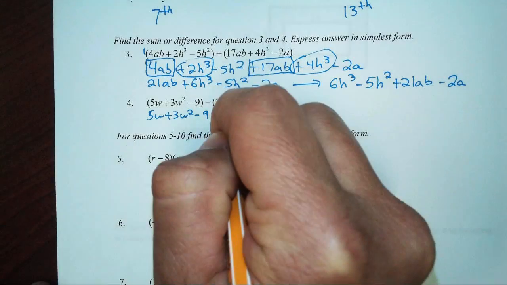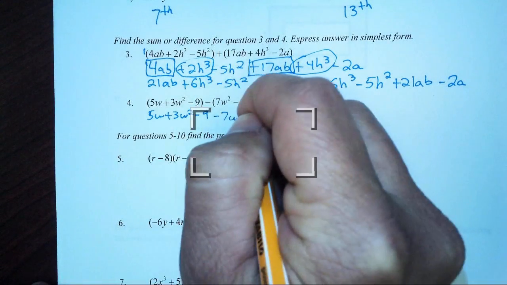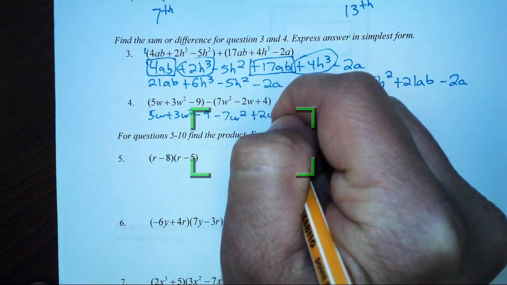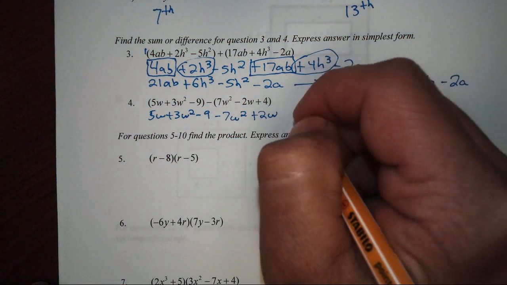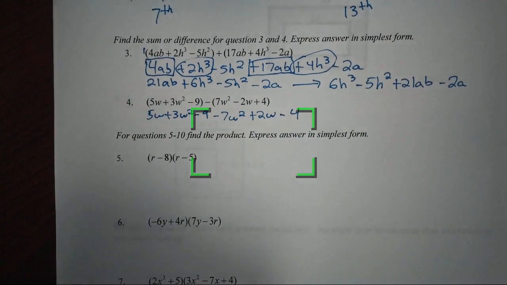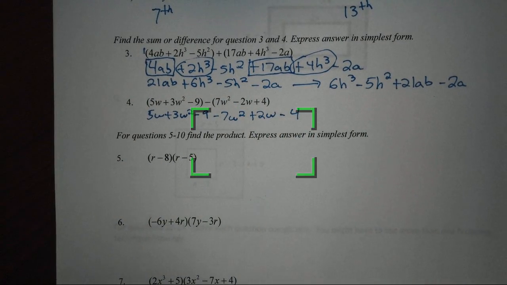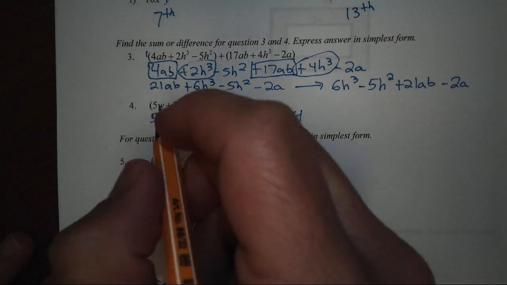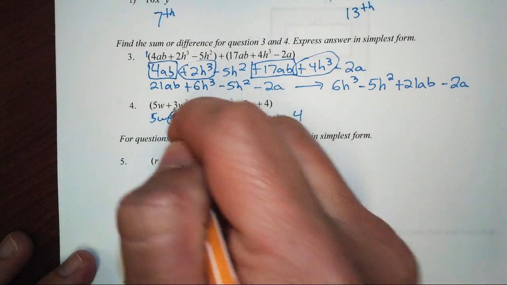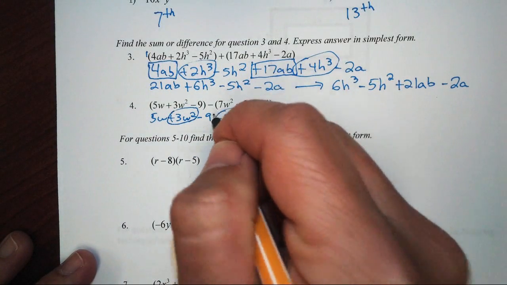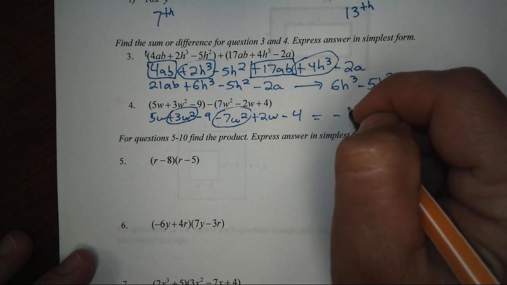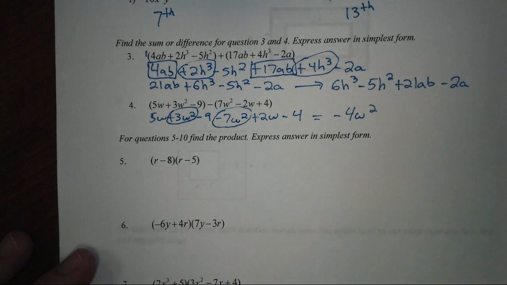So we have a negative 7w squared. Negative times negative, we have a positive 2w. And negative times positive here, that gives us a negative 4. Now we can combine like terms. So I see some w squared, so I got a positive 3w squared and a negative 7w squared. So that gives me a negative 4w squared.